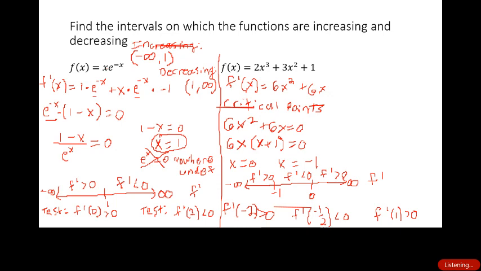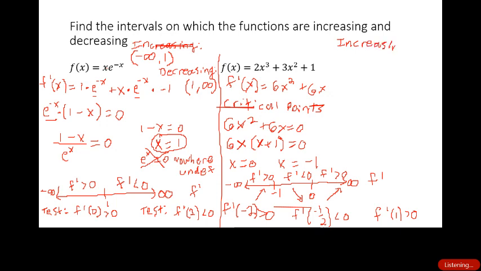So if the first derivative is positive, that means the function is increasing. So the function is increasing here, and it is increasing here. And if the first derivative is negative, the function is decreasing. So the function is decreasing right here. So let's wrap all of this up into our intervals of increasing and decreasing, and let's actually use interval notation.